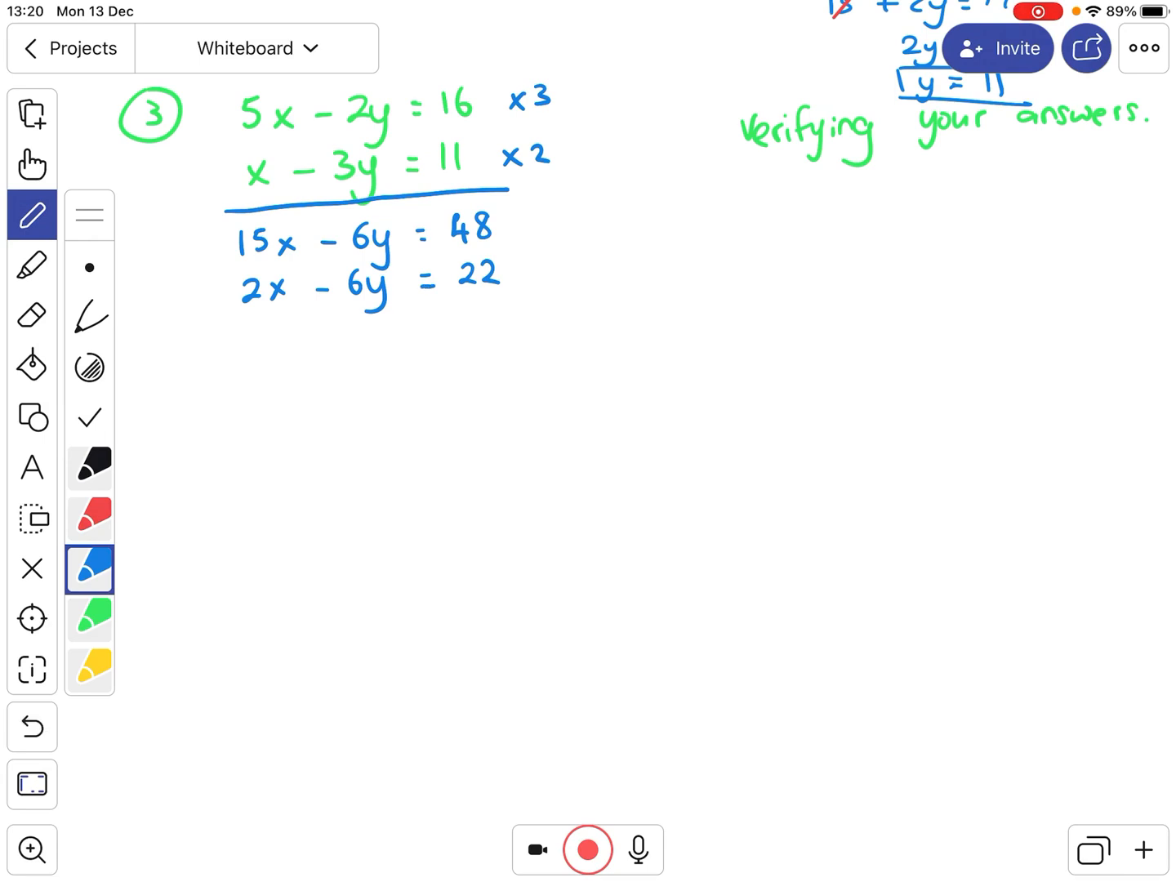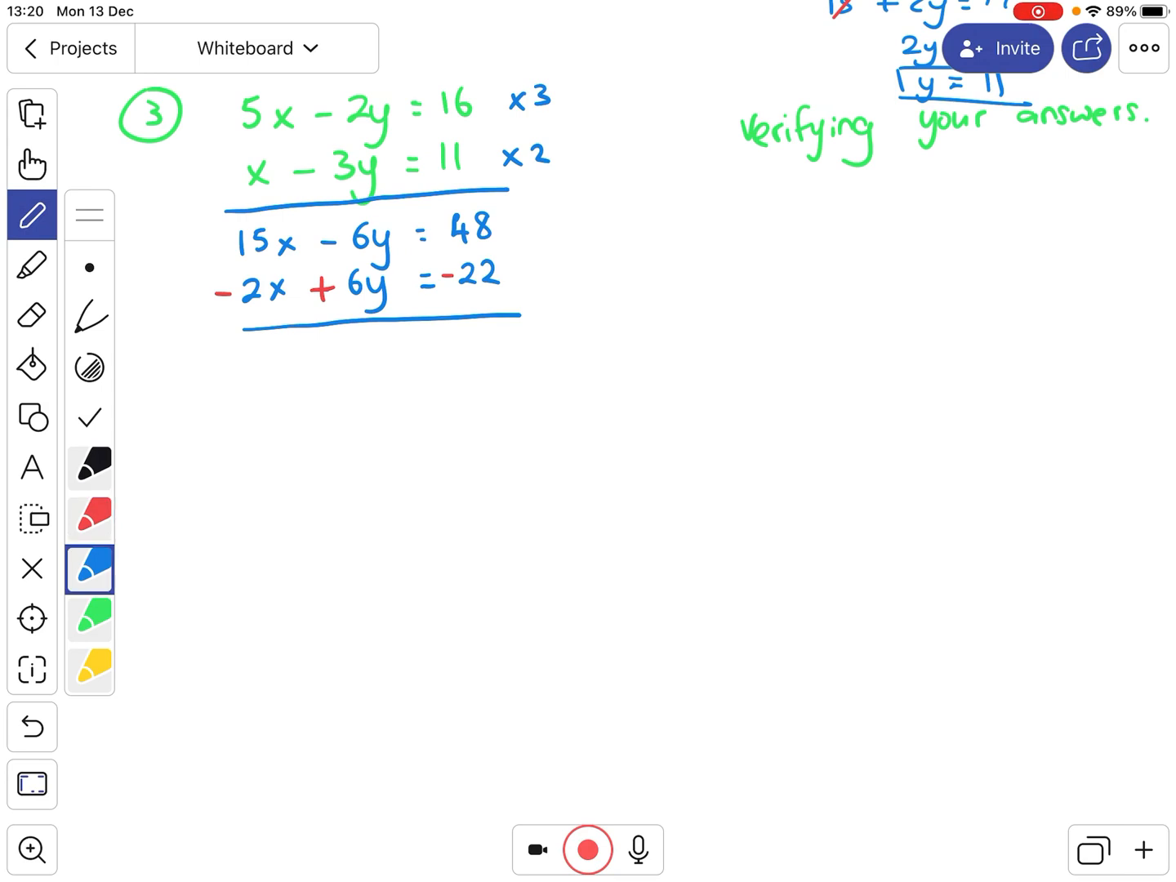And what I'm going to do now is change the signs on one of the lines, because these two here actually add to give me a minus 12y. I need them to add to give me 0. So I'm going to change the signs on the bottom line here. And I've changed all of them, so now I am allowed to do that.